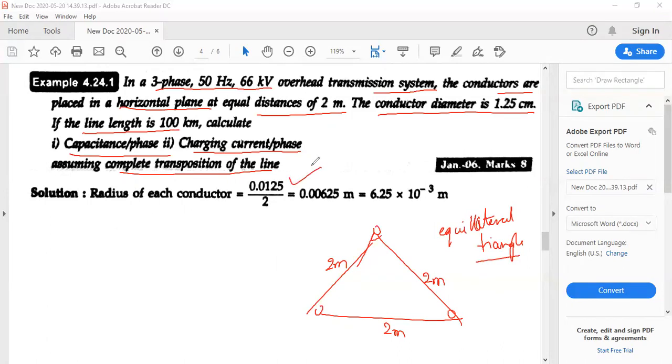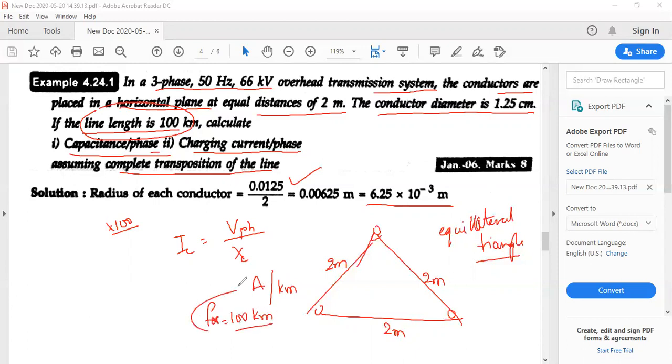So the radius is given as 0.0125 divided by 2, and you will be getting the radius in terms of meter as 6.25 into 10 power minus 3. So the line length is given. Once you get the capacitance per phase per kilometer, multiply it by 100 to get for 100 kilometer line length what is the capacitance per phase, and the charging current per phase is given by VPH divided by XC. So it will be in terms of ampere per kilometer; for 100 kilometer line length, if you multiply it by 100, you will be getting the answer.